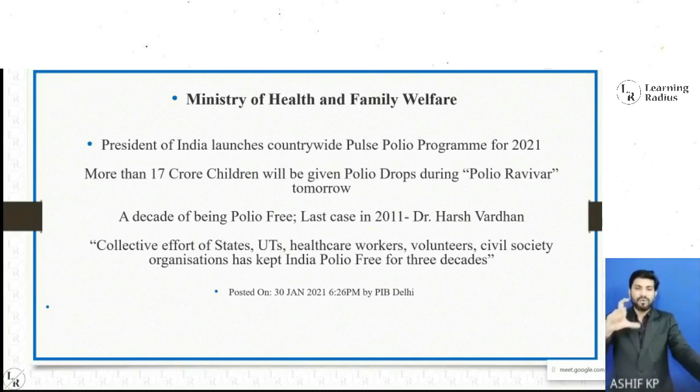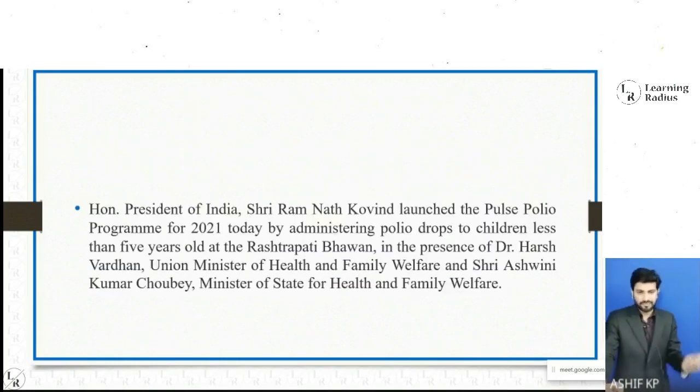These were the 4 major headings under this particular news right from the Ministry of Health and Family Welfare. So collective efforts of states, UTs, healthcare workers, volunteers, civil society organizations have kept India polio free for 3 decades. That was the discussion. And the same you can see in the PIB: Honorable President of India, Shri Ramnath Kovind launched the Pulse Polio program for 2021 today by administering polio drops to children less than 5 years old at the Rashtrapati Bhavan in the presence of Dr. Harshvardhan, Union Minister of Health and Family Welfare, and Shri Ashwini Kumar Chaubey, Minister of State for Health and Family Welfare. This was the discussion.